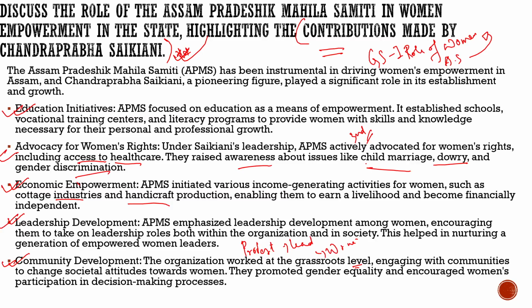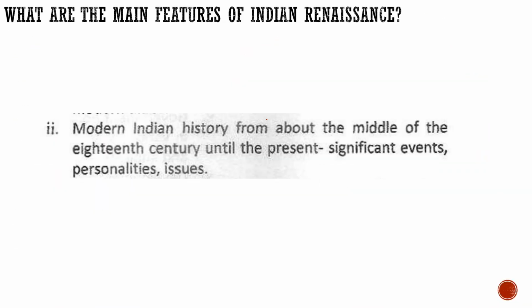But the smartness you can show here is that, as you have already prepared 5 to 10 points for the role of women organizations in India, you can write every point that you have studied under this topic in this answer. You just need to put the Assam Pradeshika Mahila Samiti. So this will give you an advantage over others, because most people will write nonsense in this question. Okay, so in this way you can write this question.